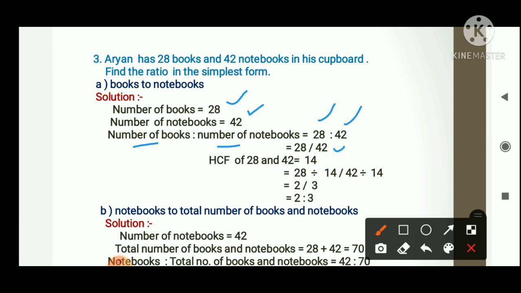Now first we have to find its HCF. So HCF of 28 and 42 is 14. Now to reduce it into simplest form, we have to divide both the terms by their HCF. So here we divide 28 by 14 and 42 by 14. By dividing 28 by 14, we get quotient 2. And by dividing 42 by 14, we get quotient 3. And its ratio we get 2 is to 3. So this is the ratio in simplest form of books to notebooks.